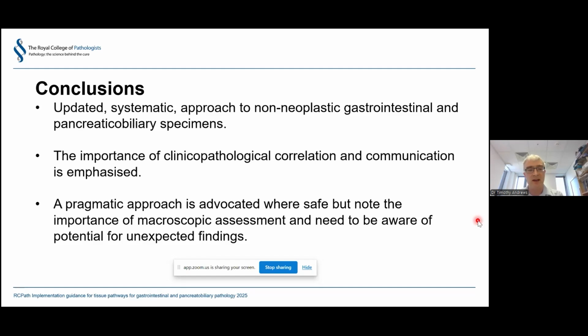And we've advocated a pragmatic approach where it's safe to do so, but we've noted the importance of macroscopic assessment and the need to be aware of the potential for unexpected findings. So thank you very much. I'm going to stop speaking at that point, and hopefully there'll be some questions.